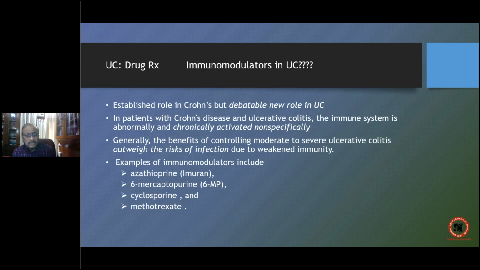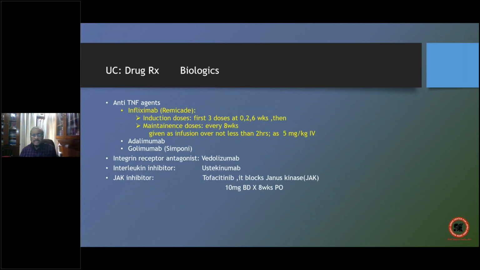Immunomodulators are again one of the major drugs, the cornerstone for therapy, very frequently used. They have an established role in Crohn's. In ulcerative colitis, they are now being given a role too, and among these, it is basically azathioprine, 6-mercaptopurine, cyclosporin, and methotrexate. But apart from this, it is the fourth group of drugs which are now the preferred drugs, even as a first-line drug, and these are the biologics.